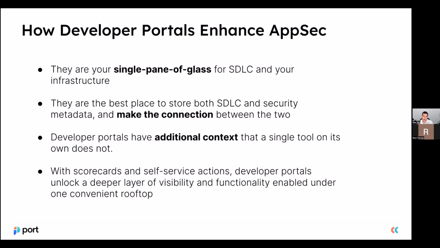And lastly, with scorecards and self-service actions, developer portals unlock a deeper layer of visibility and functionality under one convenient roof. So with scorecards, we can easily create a scorecard for security or production readiness and make sure that we have rules such as services with critical vulnerabilities can't deploy to production. That is very simple to do, and it's very effective because we can always stay on top of our production readiness and understand, okay, these services are not meeting our standards, they are a risk, so we need to take care of them before we go ahead and start deploying them to production.